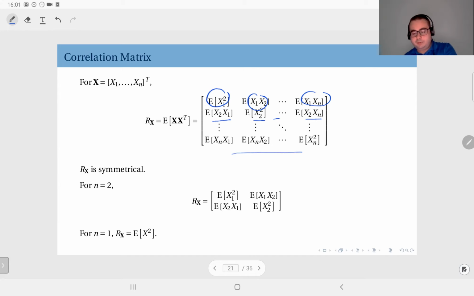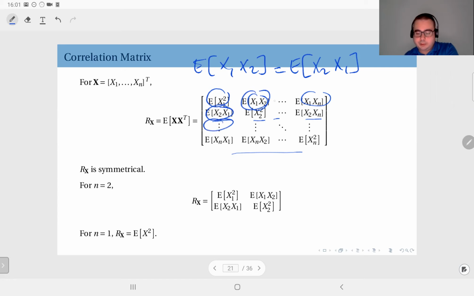Okay. And obviously, one thing you have to notice here is that the expected value of x1, x2, the correlation, is equal to this. So if I change the order, it doesn't change. So this matrix here is symmetrical. This here is equal to this here. This third one here would be equal to this third one here. This xn, x1 is equal to x1, xn, and so on. So this matrix is a symmetric matrix, and the components are the correlation between each pair. So this is symmetrical, an important property.